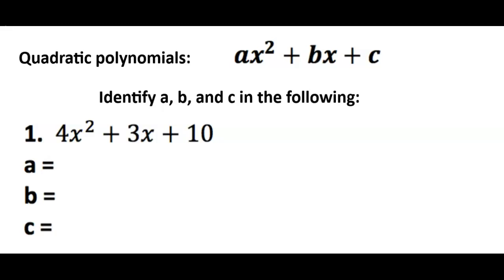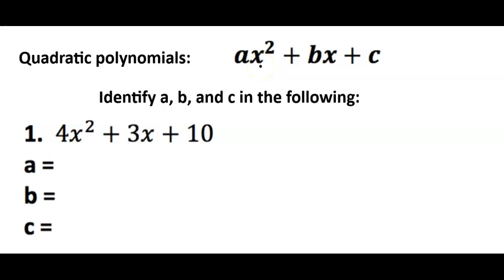But to move on, we're looking specifically at quadratic polynomials. How do we know it's a quadratic? Well, it's got that squared sign in there, right? So we know it's a quadratic because of that squared sign.